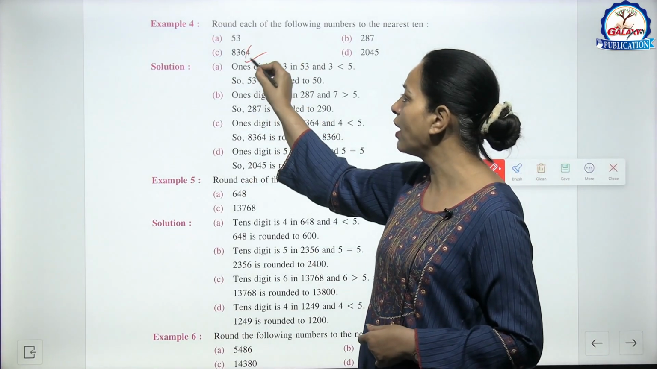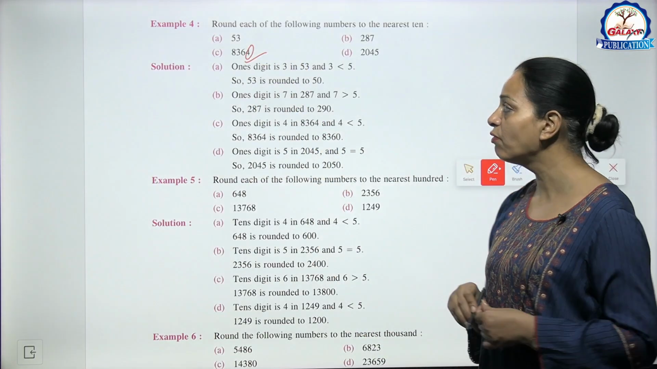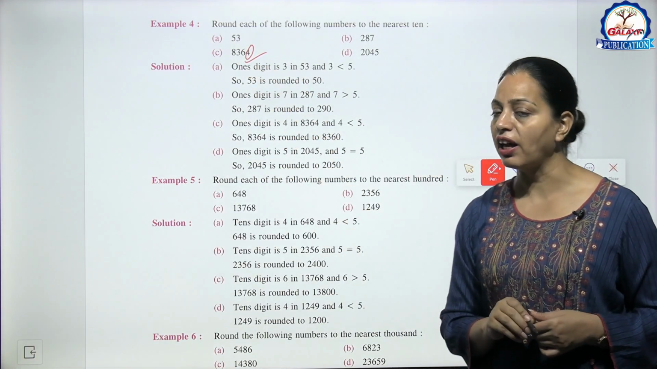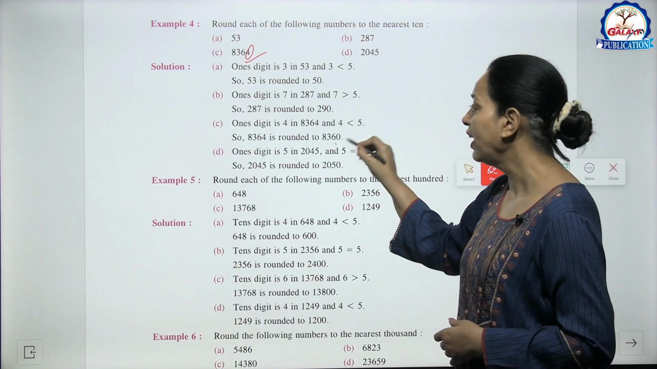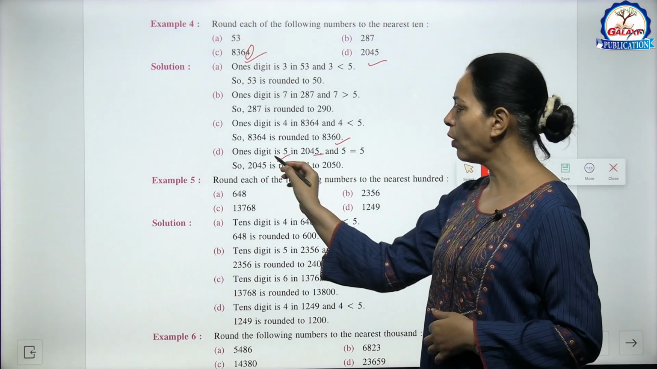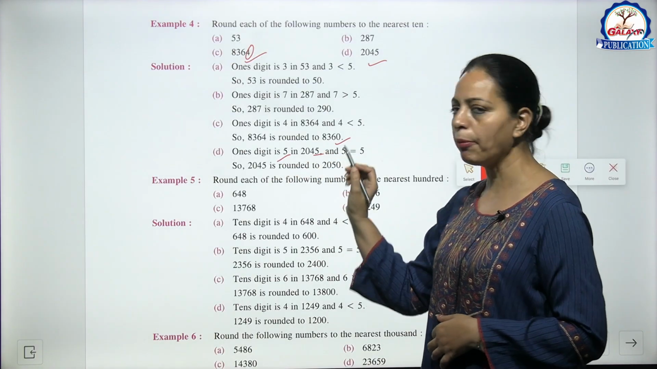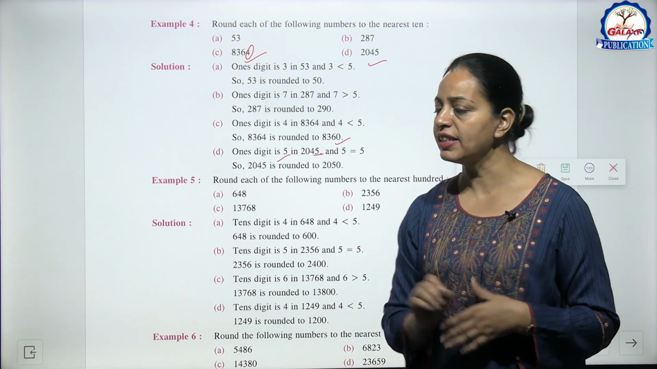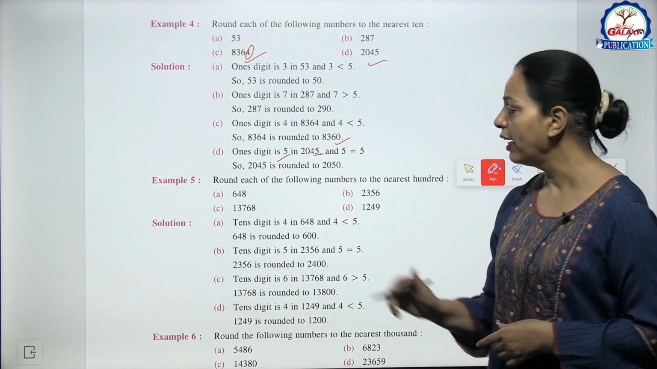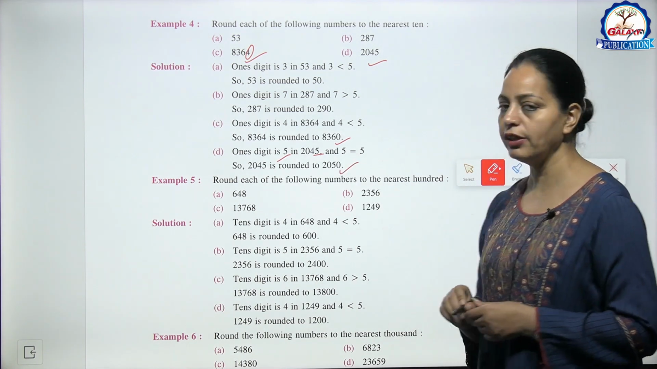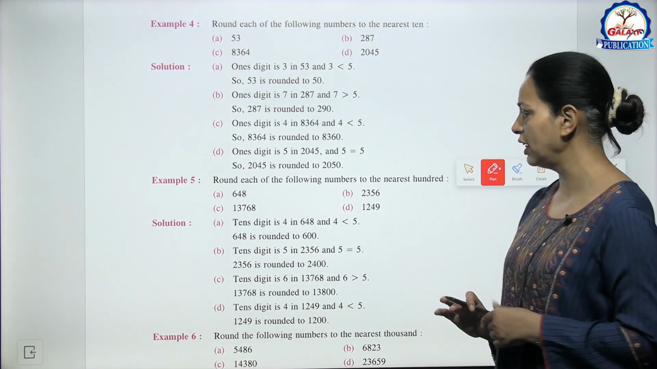Okay. Now C part, 8,364. See the ones digit, which is 4, less than 5. So make it 0 and there is no change in the other digits. So the answer is 8,360. So D part, the ones digit is 5. In this number it means what to do? We have to change the tens digit, increase it by 1 and write 0 here. So the answer is 2050. I hope this is clear to you.